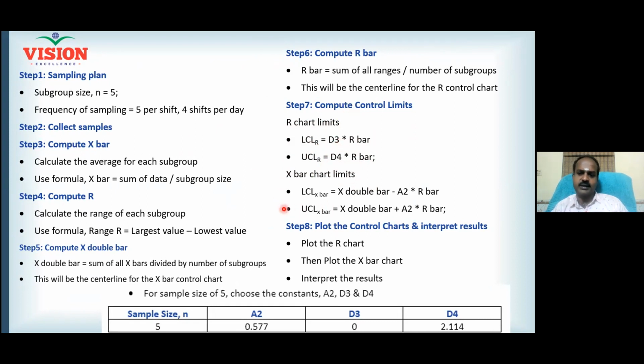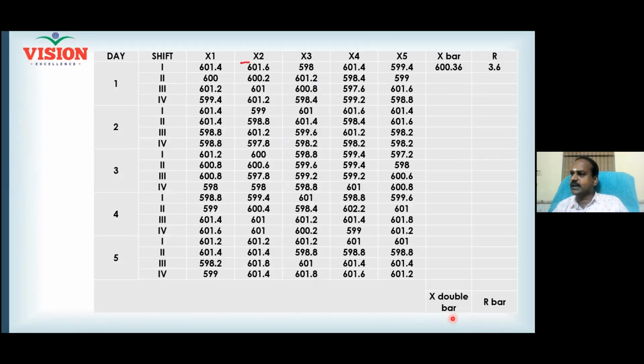Similarly, the formula for finding control limits in the X bar chart is X double bar plus A2 into R bar, which will give you the upper control limit. X double bar minus A2 into R bar will give you the lower control limit. Now there are some constants D3, D4, A2. See here, for a subgroup size or a sample size of 5, A2 value is 0.577, D3 is 0, D4 is 2.114. This table is available, right? You can see it in Google itself, or this will be shared with you. So using all these constants, the control limits are calculated.